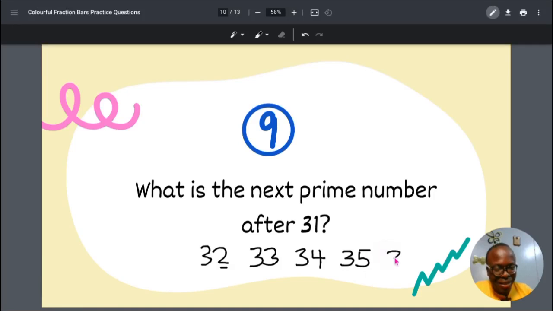And of course, 36. Yeah, 36 cannot be our answer. Why? Because it ends with an even number, and if it ends with an even number, it's definitely going to be divided by 2. And we are looking for a number that can only be divided by itself and 1. So the next number is 37. There's no other factor that can divide 37 except itself and 1. So 37 is our prime number, the next prime number after 31.